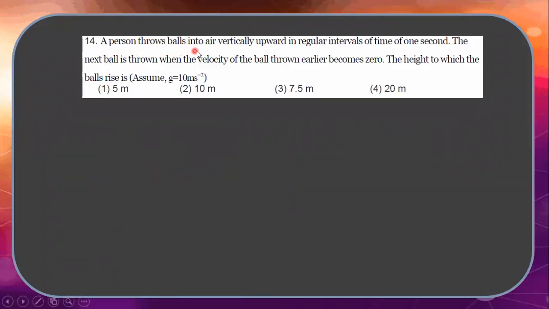Next problem. A person throws a ball into the air vertically upwards at regular intervals of time, 1 second. The next ball is thrown when the velocity of the ball thrown earlier becomes 0. The height through which the ball is raised is... We'll say a juggler in the circus: one person throws the balls at regular intervals of time. He plays with the balls.